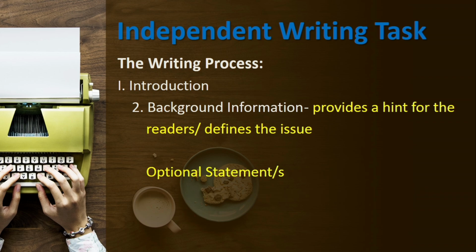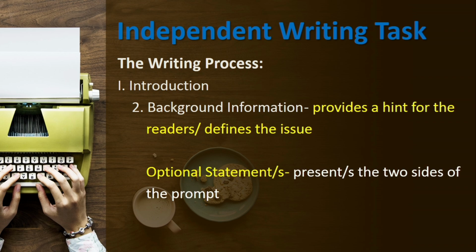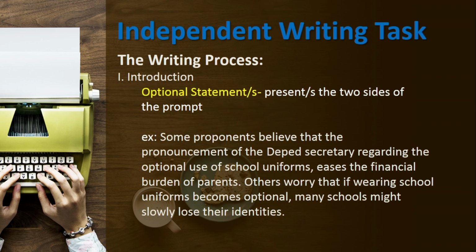In class, we call it a bridge sentence or a statement that presents the two sides of the prompt. Now, the optional statement may not be as effective as background information, but is very useful in situations like lack of knowledge of the topic or when a lot of time has been spent just thinking of what background information to write. The sentence may be written as, some proponents believe that the pronouncement of the DepEd Secretary regarding the optional use of school uniforms eases the financial burden of parents. Others worry that if wearing school uniforms becomes optional, many schools might slowly lose their identities.